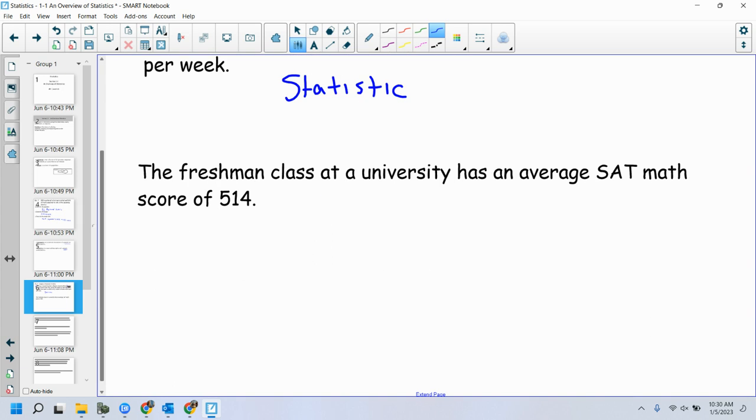Okay. Take a look here. The freshman class at a university has an average SAT score of 514. Statistic or parameter? That's a parameter. Now, I could argue, well, what if your study was about all students at that university? Okay, I get it. Then I guess that would be a statistic. But the way it's worded here, I would say that's more of a parameter because it's studying the entire freshman class at the university. Their population seems to be the entire freshman class.